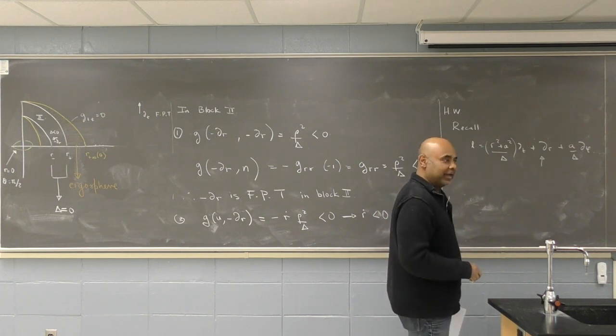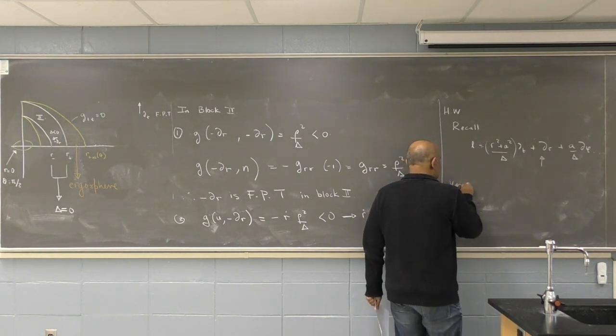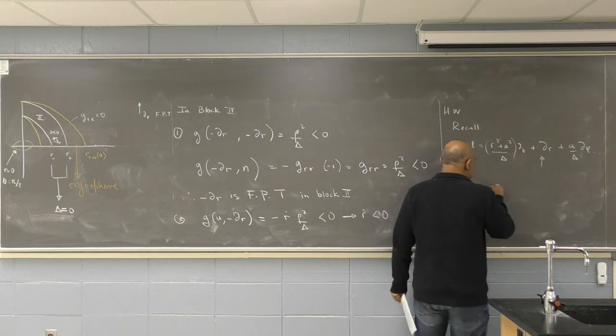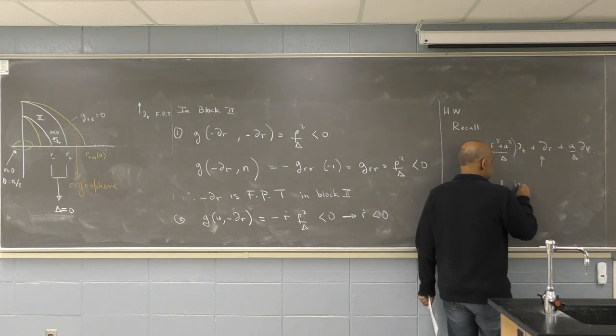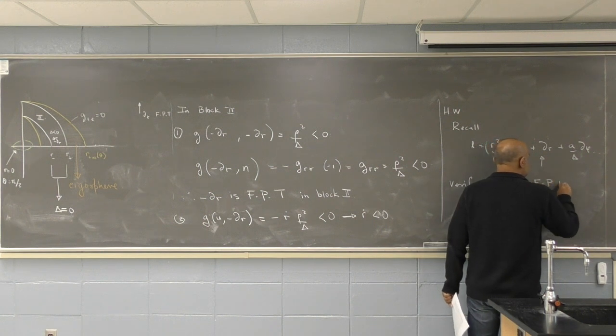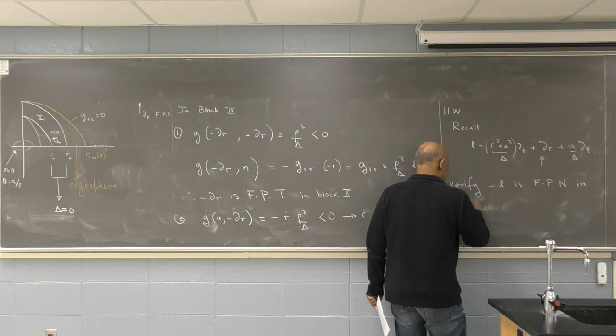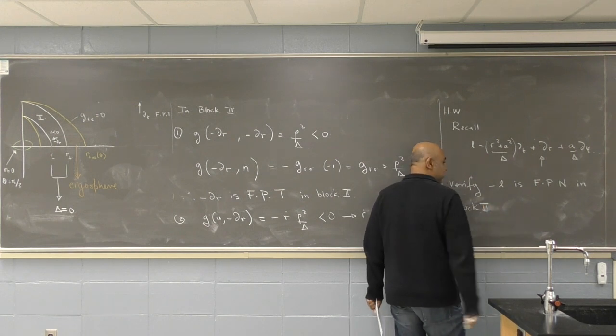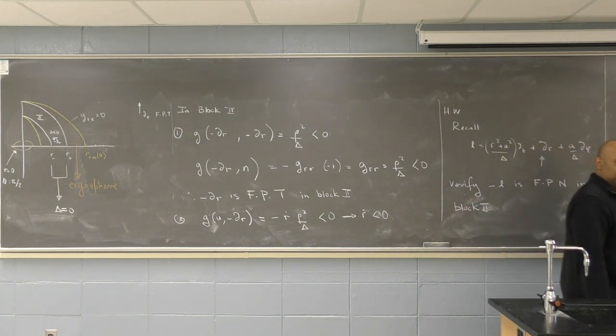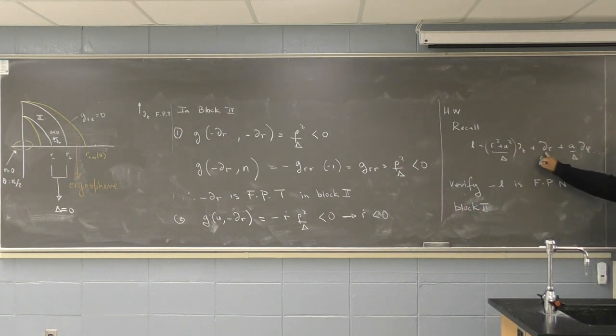So a quick check will verify, because we have the tools for it, minus L is future pointing null in block 2. So when you have minus L, you would have minus ∂_r. So even the outgoing beam of light is trapped by this black hole region, and the outgoing light also falls inward.